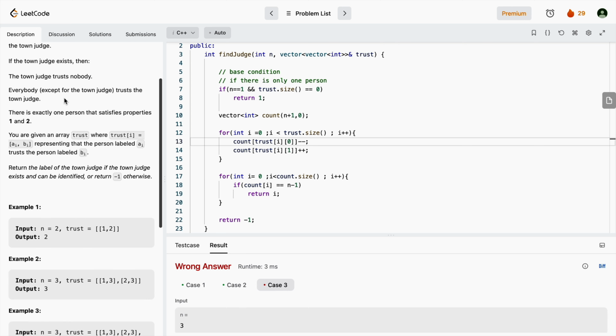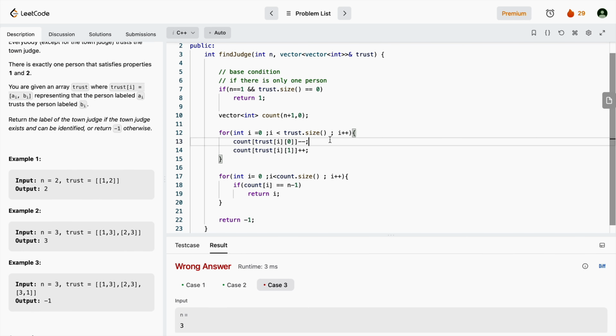The town judge does not trust someone, so that's why I'm decrementing also. At the same index, you have to decrement if he is trusting someone. If the person trusts someone, then decrement the count, because it has to be purely that he only is trusted. He can be trusted by someone, but he can't trust anyone else because he's the town judge. If the person is trusted by someone, then increment, because only if he is trusted by everyone and doesn't trust anyone is he the town judge. That's why I'm decrementing here.